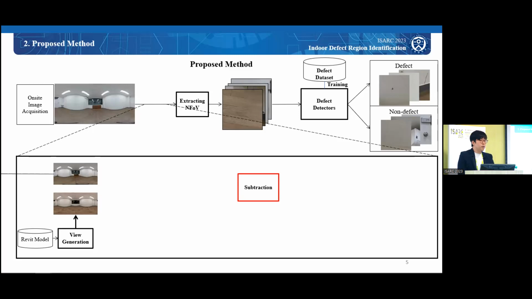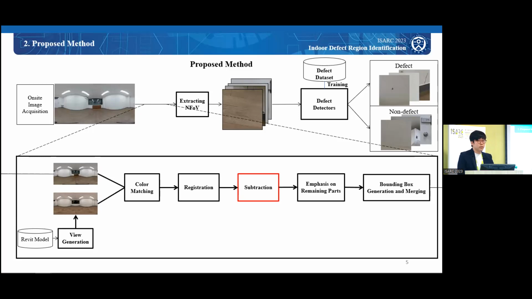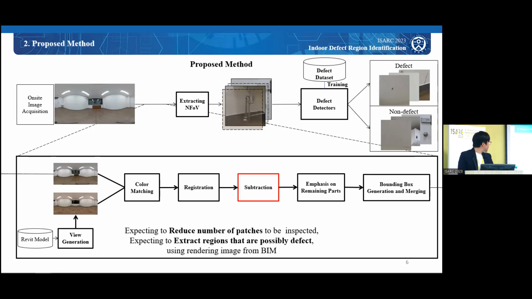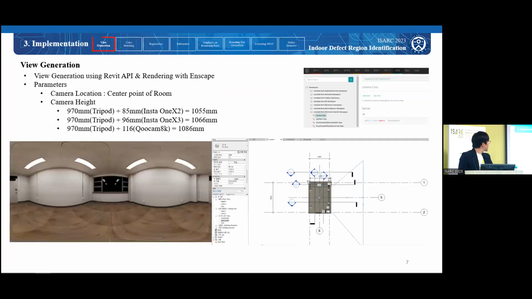But subtracting two images to compare them is not an easy task. So we proposed a couple of pre-processing methods and post-processing methods to extract selective normal field of view patches, expecting to reduce the number of patches to be inspected and to extract the regions that are possibly defects. So I will briefly introduce each process one by one.